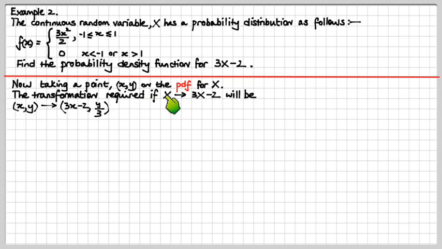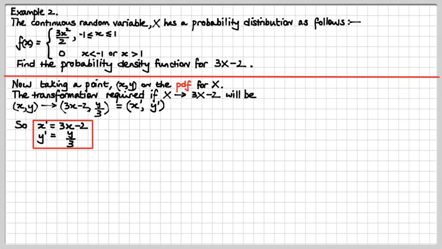Now, taking any point on the original PDF, x and y, the transformation required is that if x goes to 3x minus 2, any point on the PDF x and y goes to 3x minus 2 and y over 3, squashing it down by a factor of 3 in the y to compensate, as I've been explaining ad nauseam. And that's x dashed and y dashed. Here comes the old summary. Therefore, x dashed is 3x minus 2, of course, and y dashed is y over 3. That's the key to everything.